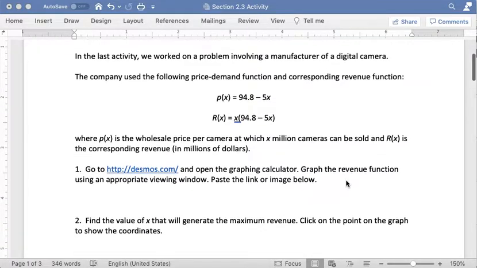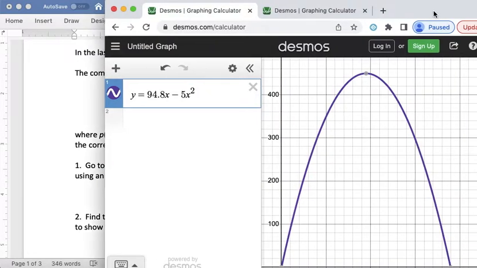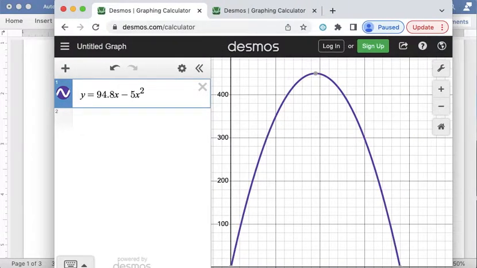So our first question is asking us to graph the revenue function. So we can do that. I'll bring that up right here. Here's my graph of the revenue function.